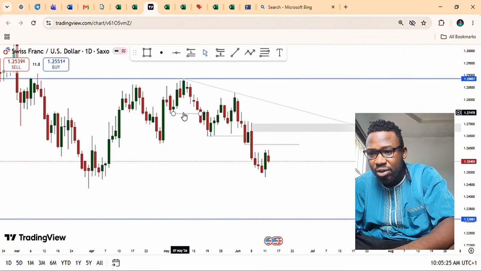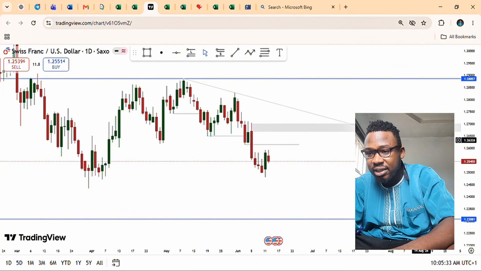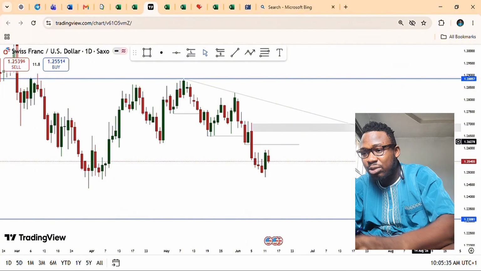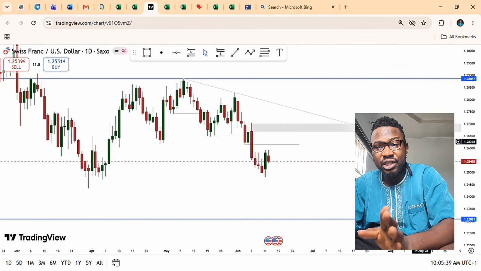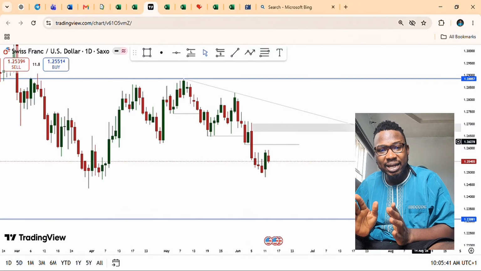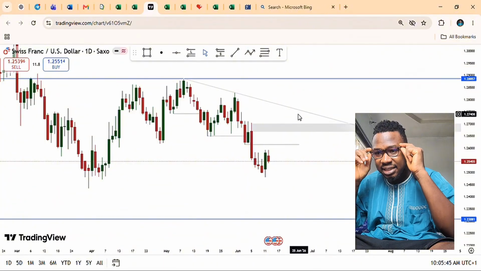Now this is the break of structure. This is the change of character. First change of character, then this is the break of structure that confirmed that the move is bearish. This is the trend line I drew from this point, joining the second touch to create the downward trend line, telling me that the market is clearly bearish. So what are we going to do in a bearish market, guys? You're going to look for a selling opportunity. Now this is it here.